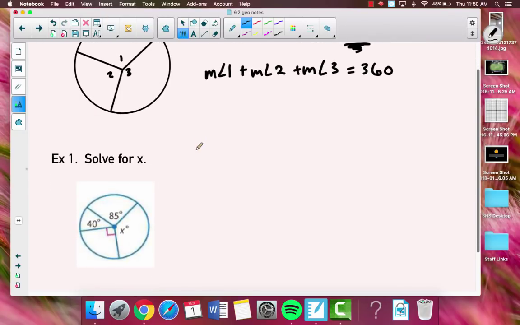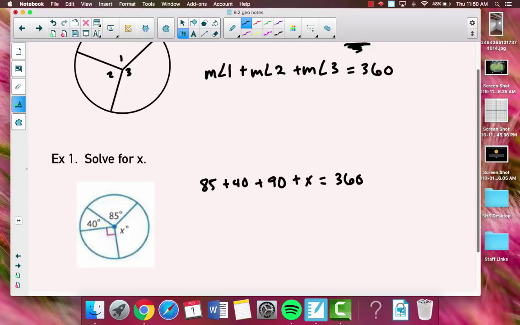It says solve for x. So notice we've got a circle here. We have four different central angles, and they want us to find the measure of this particular angle. Because we know central angles can be added together, and we know all of these together are going to equal 360, we can just make an equation. So we'd say 85 plus 40 plus, even though there's not a measure here, we know that's 90, and then plus our missing central angle x. Together, these all have to equal 360.